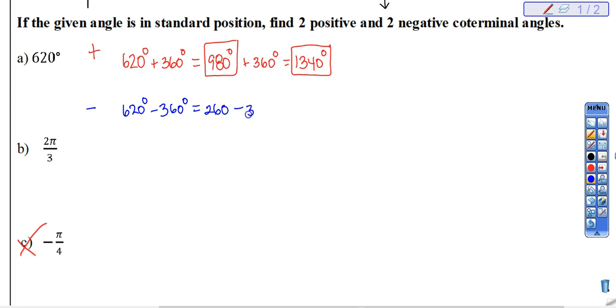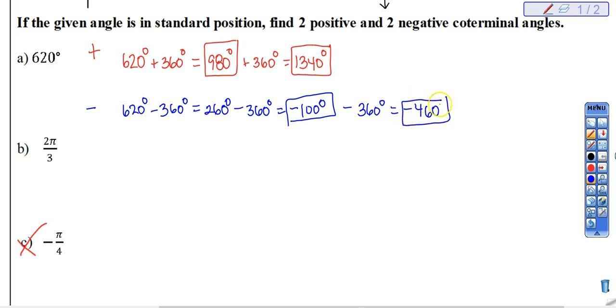So we'll have to subtract another 360 degrees to get our first negative coterminal angle. So there's one. You have to be really thoughtful here and think. It's got to be a negative coterminal angle, so it has to be a negative value. And then we could continue to subtract 360 degrees, and that would take us to negative 460 degrees. So I would just say to be really careful. When you're asked for a negative coterminal, it should be a negative angle.